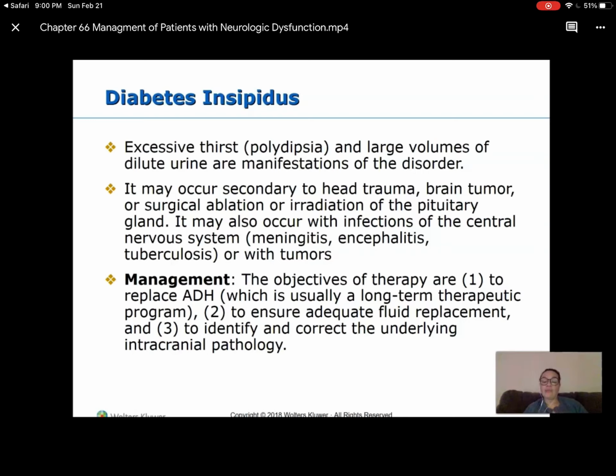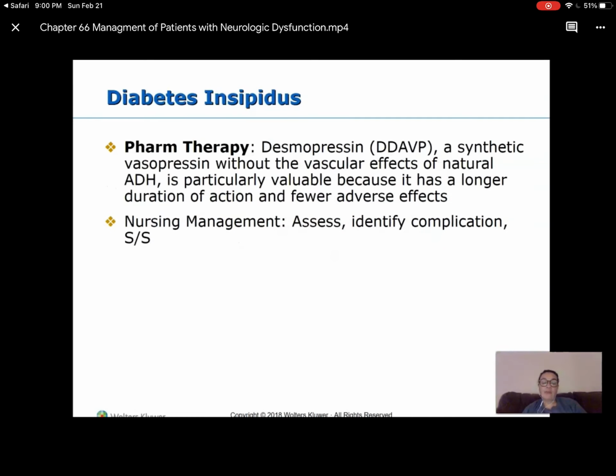The management. The objective of the therapy is to replace the hormone. So here is the reason. We are lacking these hormones. They have too much of these hormones because our brain is not regulating what we need or don't need. Okay? So to ensure adequate fluid replacement, identify, correct, and replace the ADH. Pharmacological therapy, we use some desmopressin, okay, to help with this.